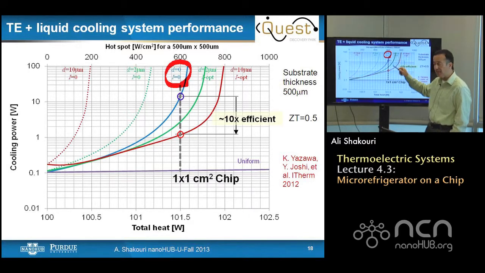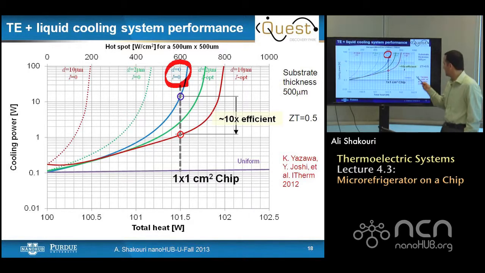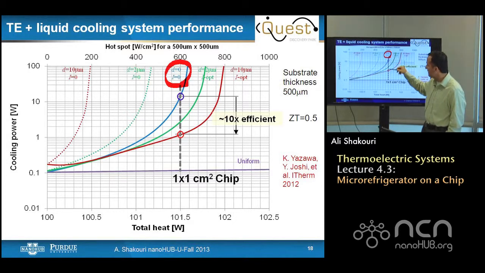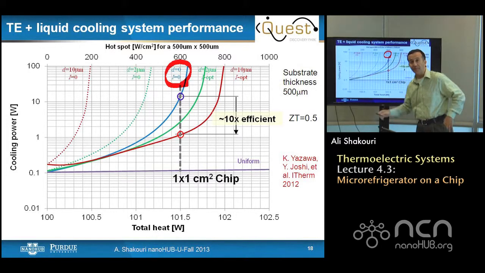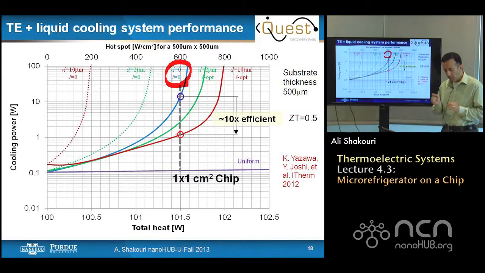That's significant. I add a 10 micron thick superlattice cooler or a thin film cooler with ZT of 0.1, and now the cooling power is reduced from here to this much, 10 times more efficient. Sorry, ZT of 0.5. So you can see that with even moderate ZT, we have significant improvement in the cooling power. Why? Because the cooling power is applied selectively to the hot spot.